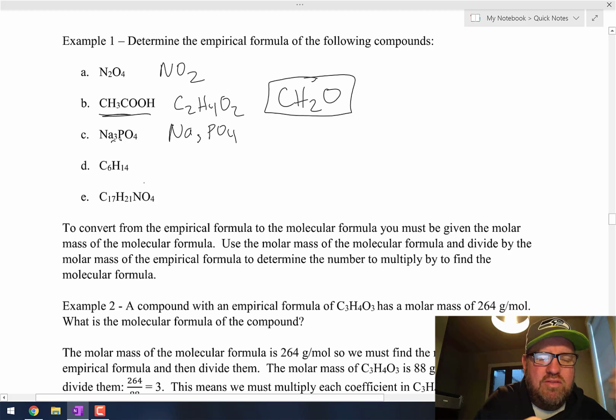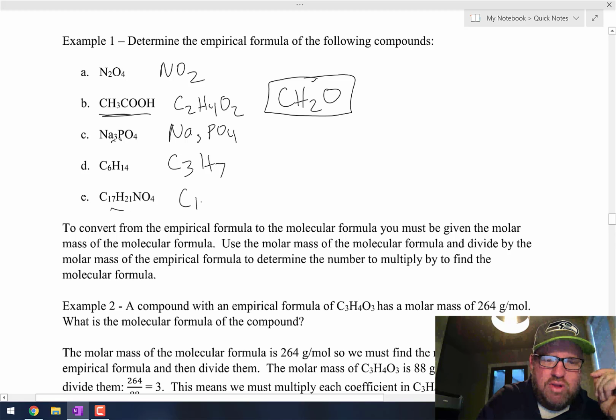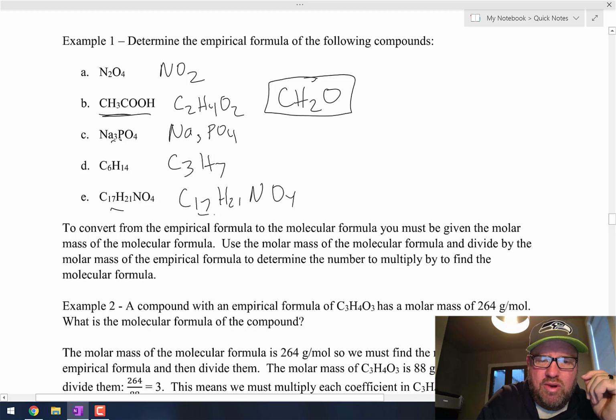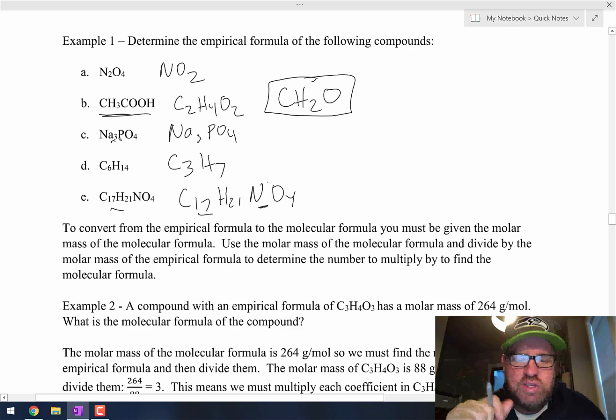Here again, we can divide both of those numbers by 2, so that would give us C3H7. And then this one, I actually showed you that example earlier, C17H21NO4 has a prime number here, and it has a 1 right here, which are two reasons why it cannot be reduced.